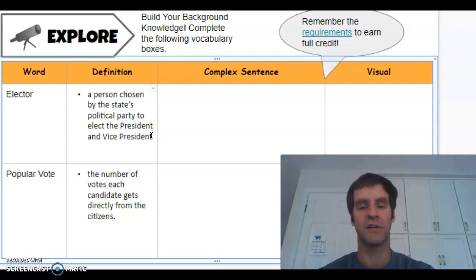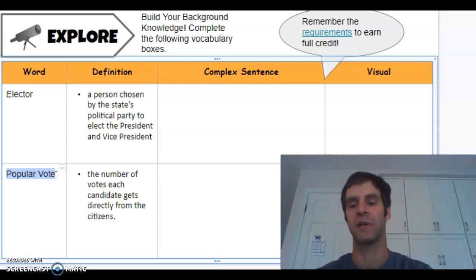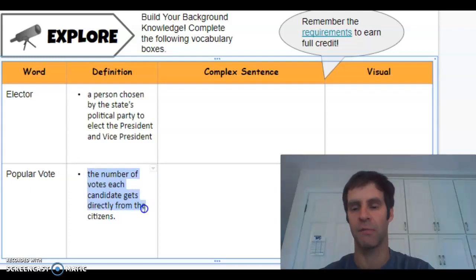All right, the second word, it's a little bit easier to understand, the popular vote. When you think popular, think people. They both start with the letter P, popular, people. The popular vote is the number of votes each candidate gets directly from the citizens.